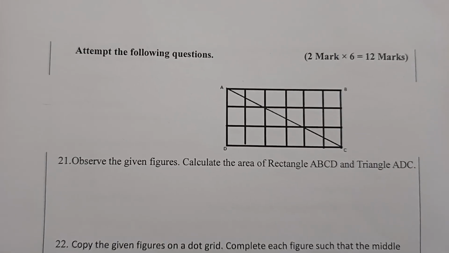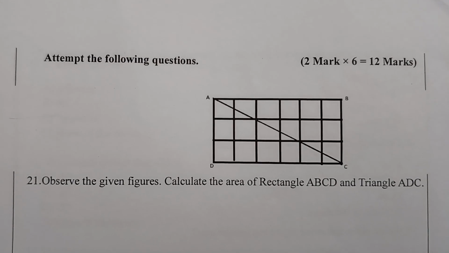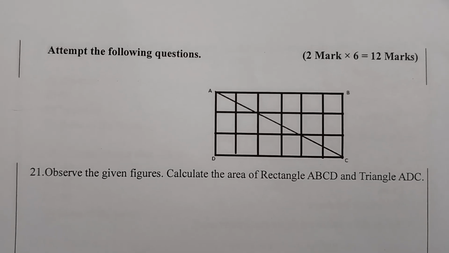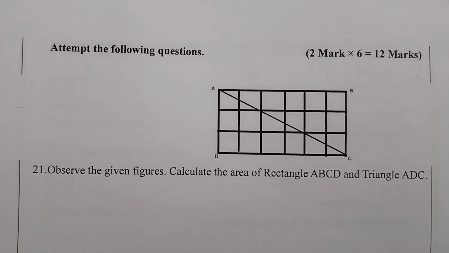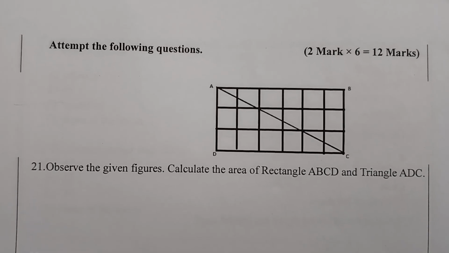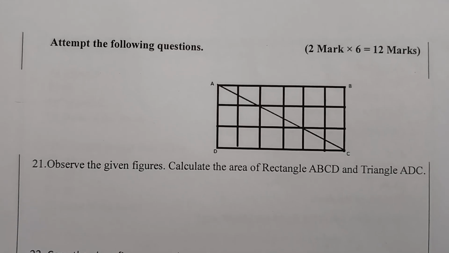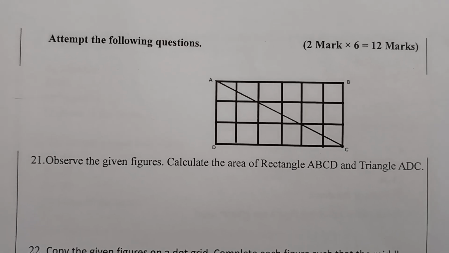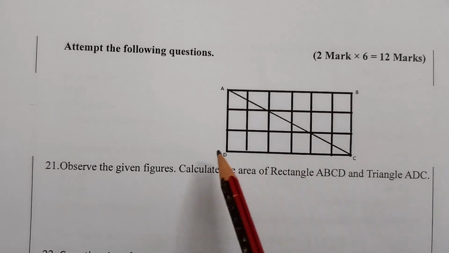Those are the 20 MCQs which we have already solved. Now we'll move to the subjective section. Here it is 2 marks each, and the questions are 6 in number, 6 questions of 2 marks. That means the subjective section is of 12 marks. Attempt the following. Here the figure is given.